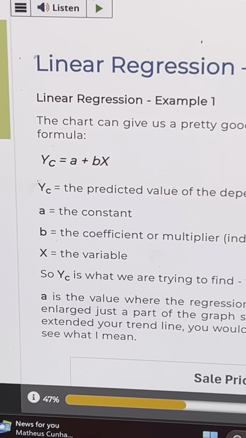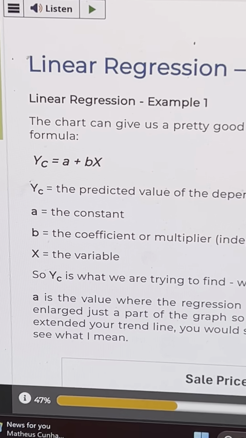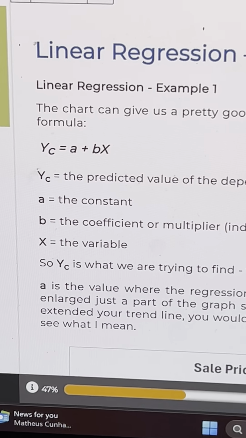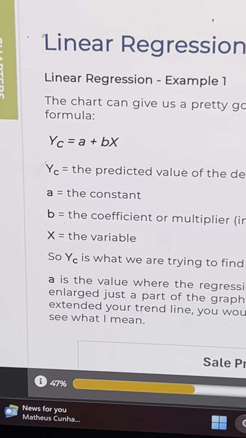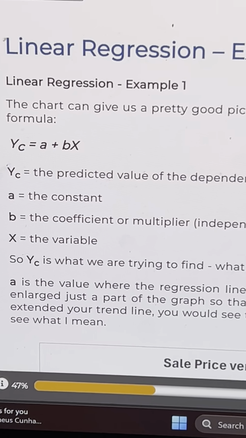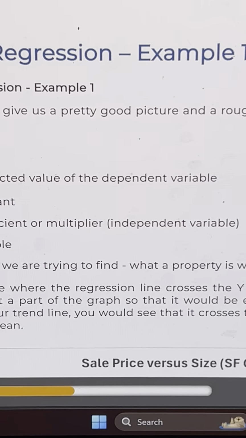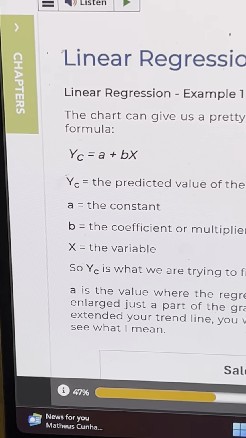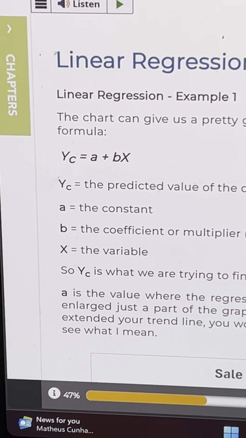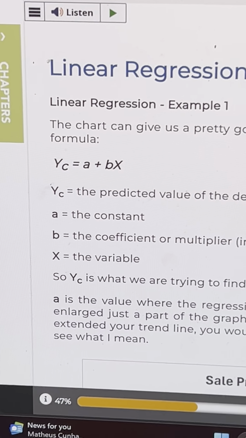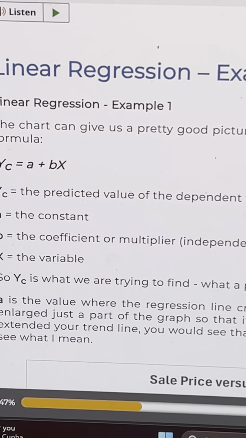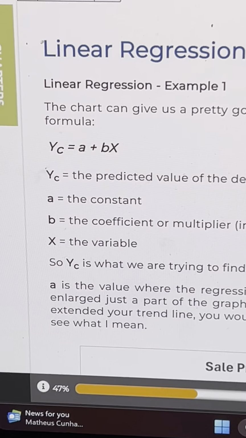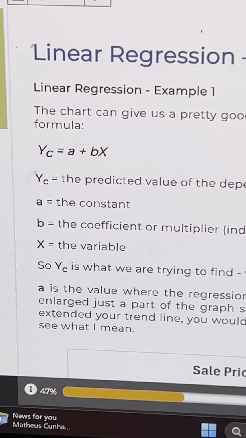Capital Y over C equals A plus BX. Capital Y over C means the predicted value of the dependent variable. Lowercase A means the constant. Lowercase B means the coefficient or multiplier, and capital X stands for the independent variable.